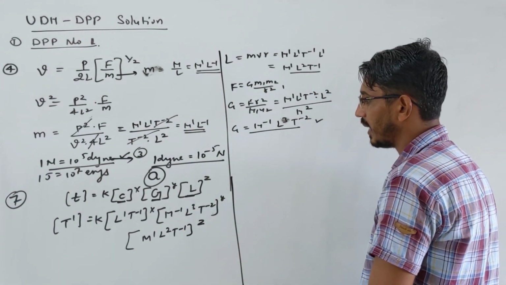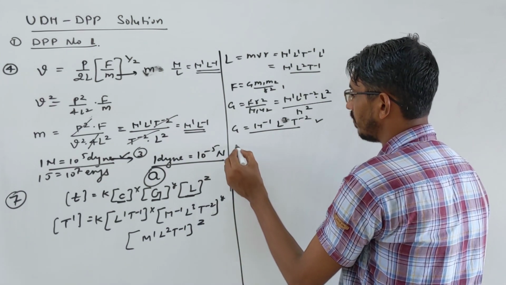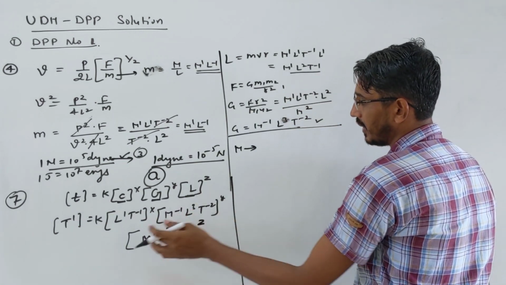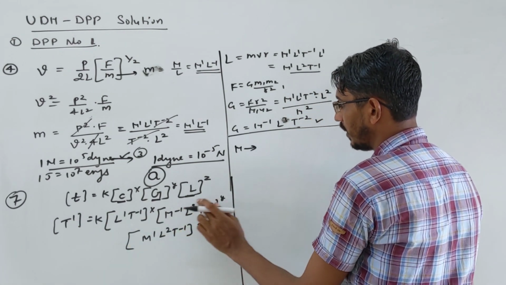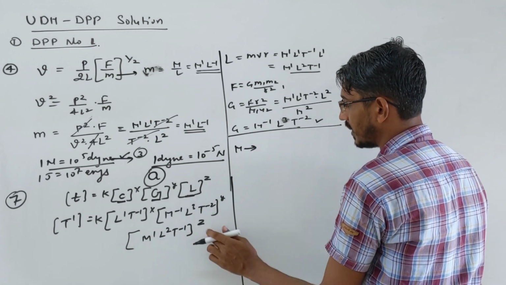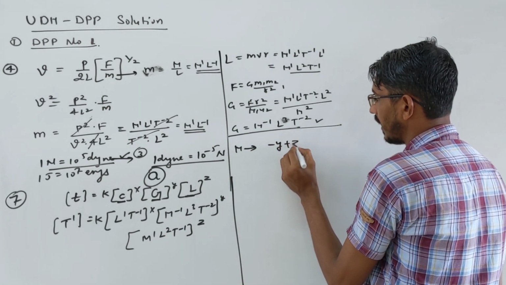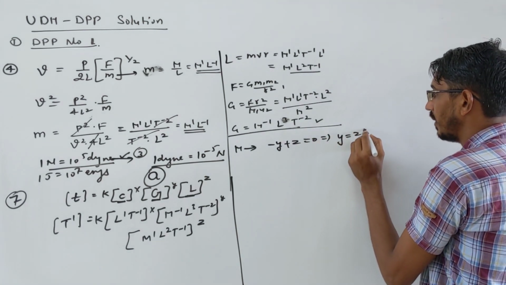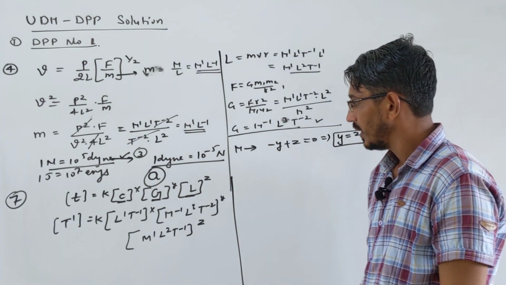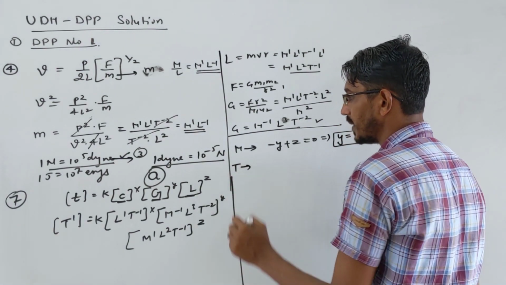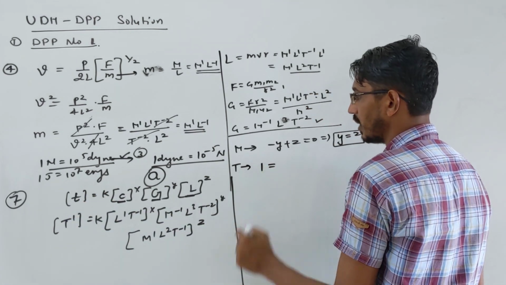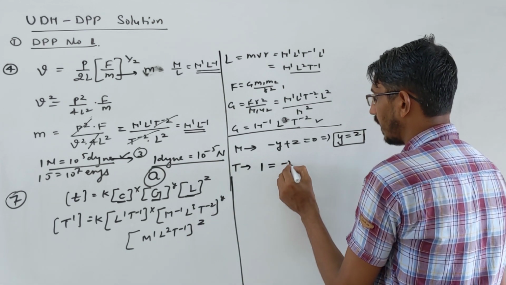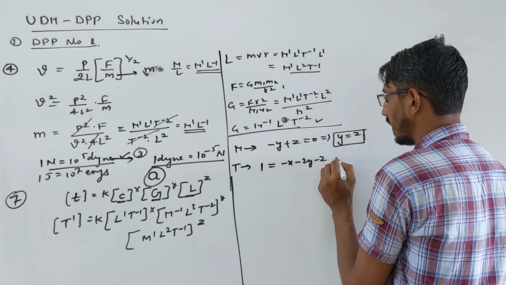So I am comparing on both sides and let's see what answer comes. You compare the dimension of mass, then what you will get? There is no mass on this side, so it's 0. On the other side, mass is here minus 1 into y, here minus 1 into z. So it becomes minus y plus z is equal to 0. So from here we can see one small thing, that y and z are equal. Okay, let's compare the dimension of time. Time is given there to the power 1. So 1 is equal to time here: minus x minus 2y minus z. Let's call it equation 1.